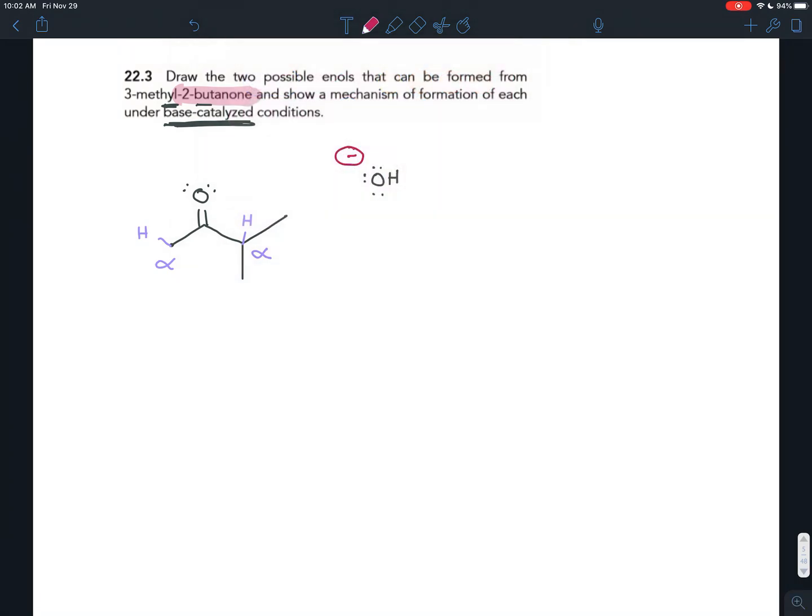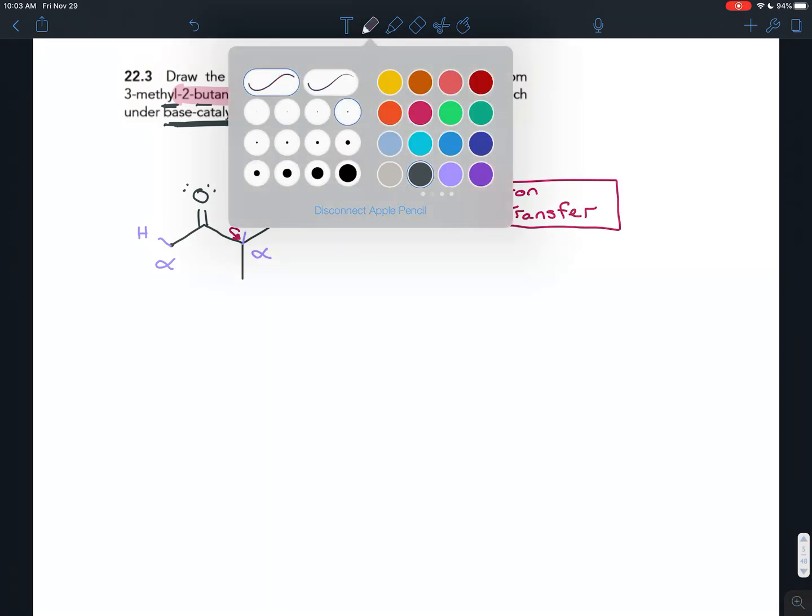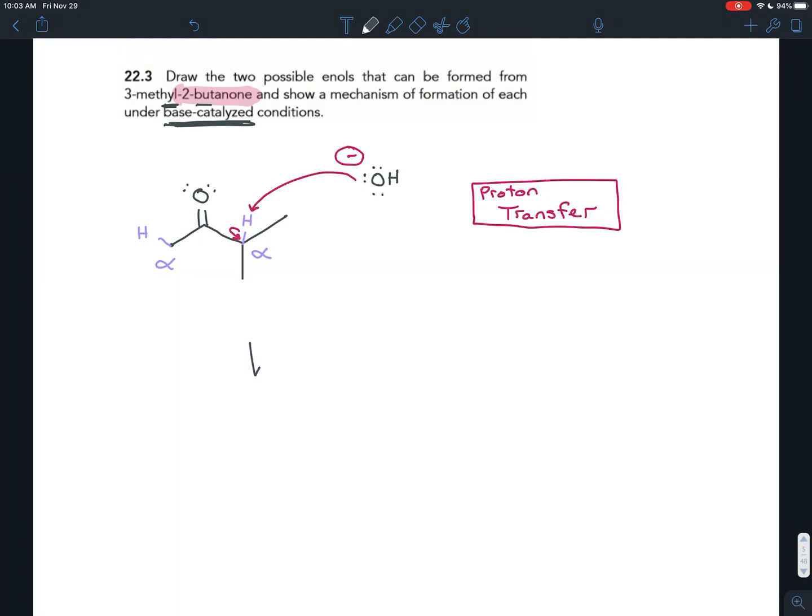What ends up happening is this base steals one of these alpha hydrogens, and the electrons in the bond to that hydrogen snap back onto the carbon that the hydrogen was on. So really what we're doing here is a proton transfer. And remember, anytime you show how a ketone is turning into an enol, it's always just 2 proton transfers. So that's our first one. We end up with a structure that has a lone pair on a carbon.